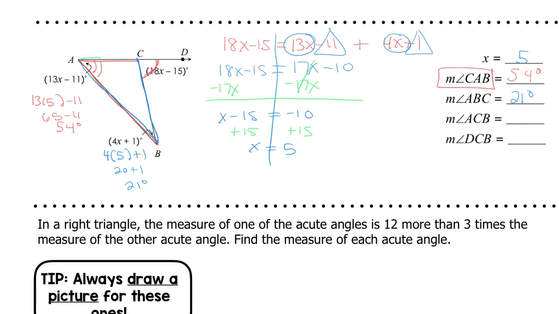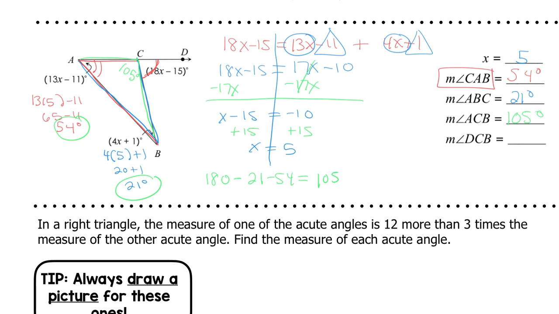Then we have angle ACB. So ACB is not given to us. We're going to have to figure that out. But since we know each of these ones are 21 and 54, we can subtract them from 180. So all three angles add to 180. So 180 take away 21, take away 54, leaves us with 105 degrees. So ACB is 105 degrees.